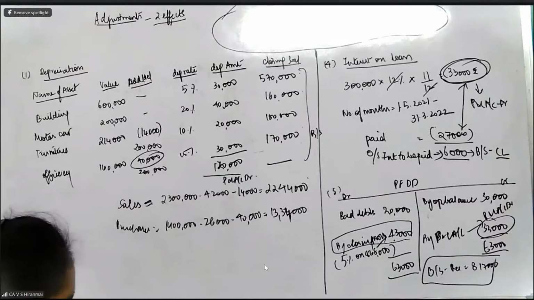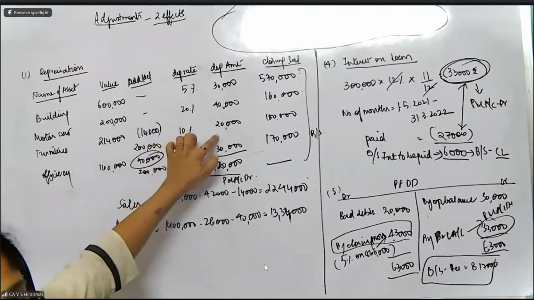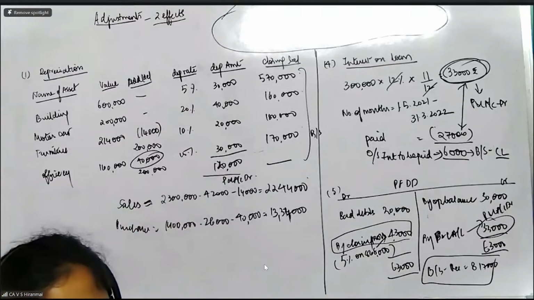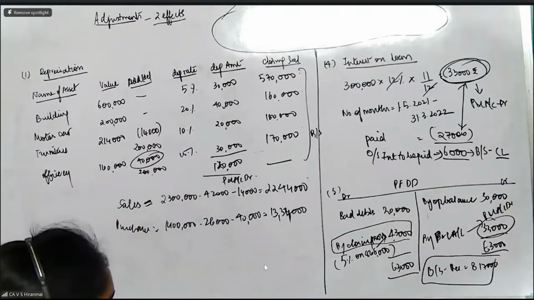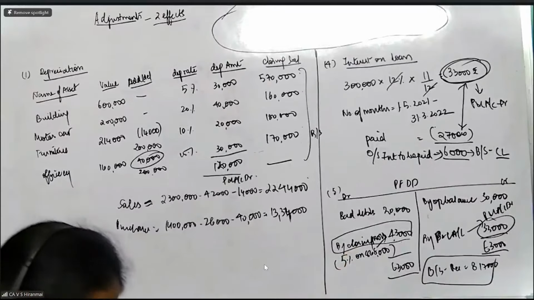Yes, those are the two effects. The first effect is that it is getting reduced from the value and you're calculating depreciation. The second effect is that from the sales you're removing it. Those are the two effects. Near the closing balance, that is provision. This one, no, closing provision.